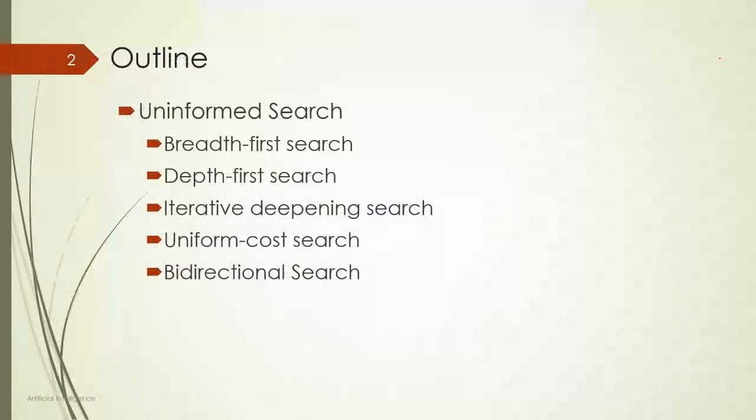Talking about search strategies, first we look into uninformed search, in which we are not making any assumption, any extra guidance from outside for our search. We look into 5 search strategies: BFS, or breadth first search, DFS, or depth first search, iterative deepening, uniform cost, and bidirectional search.